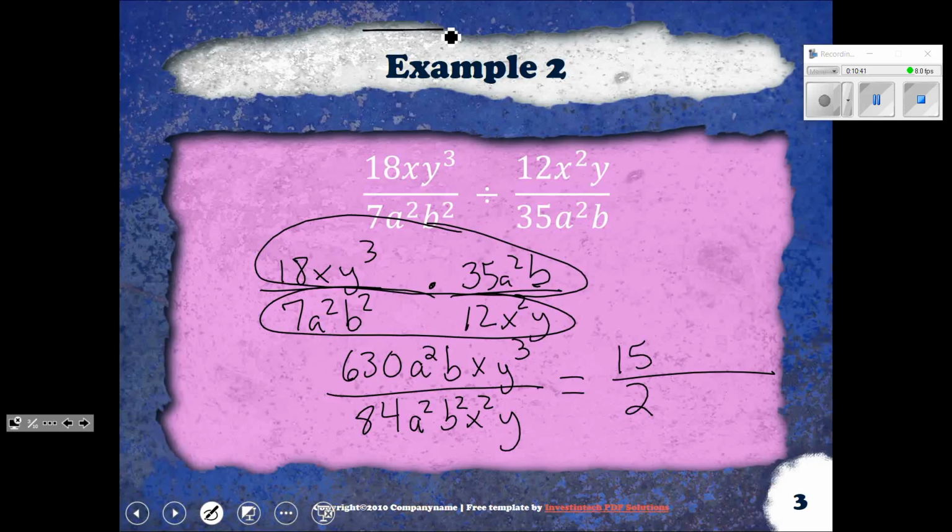Okay? All right, so the A's cancel. How about the B's? 1B at the bottom. How about my X's? 1x at the bottom. How about my y's? Y squared at the top. So I think you're okay. Okay, and there would be your final answer. Any questions on that?